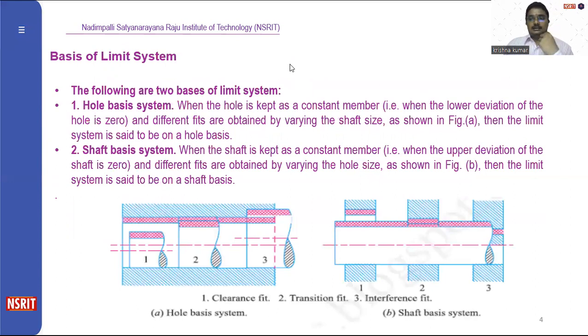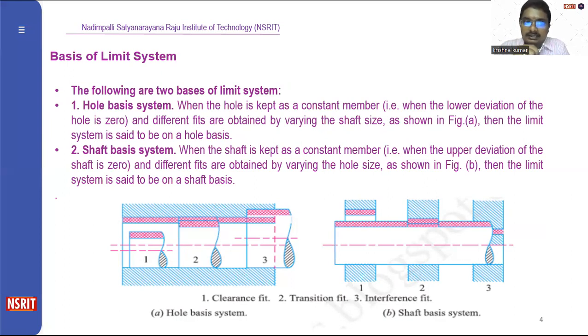If you go into this particular thing, the following are the two bases of the limit systems: hole basis system and shaft basis system. These are the two figures representing one the hole basis and the second the shaft basis system. In the first condition, the hole is kept constant, that is, the lower deviation of the hole is 0. We are making it a 0 value, and different types of fits are obtained by varying the size of the shaft as shown in the figure.